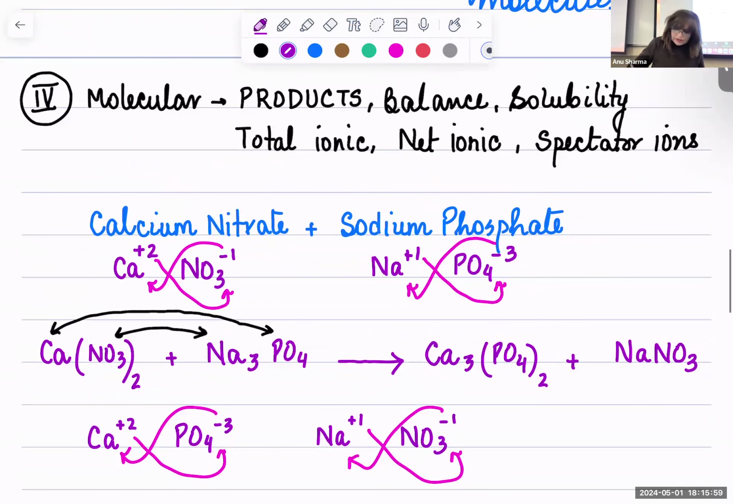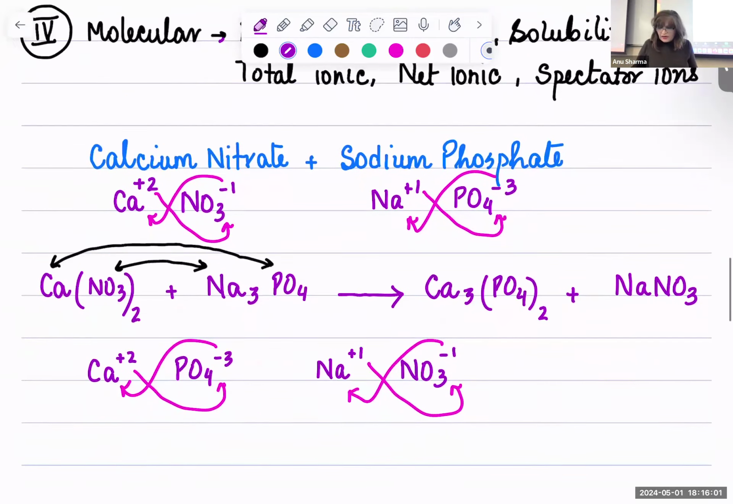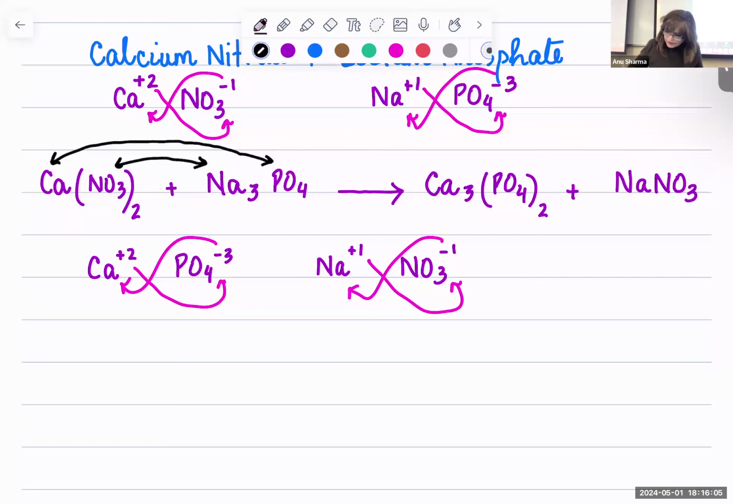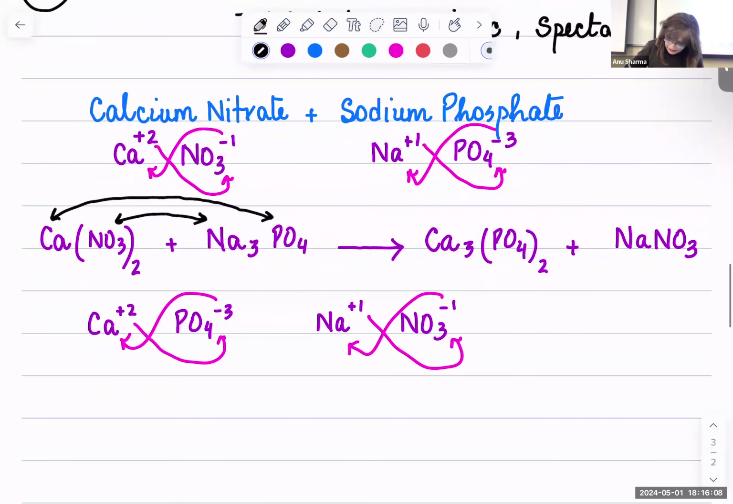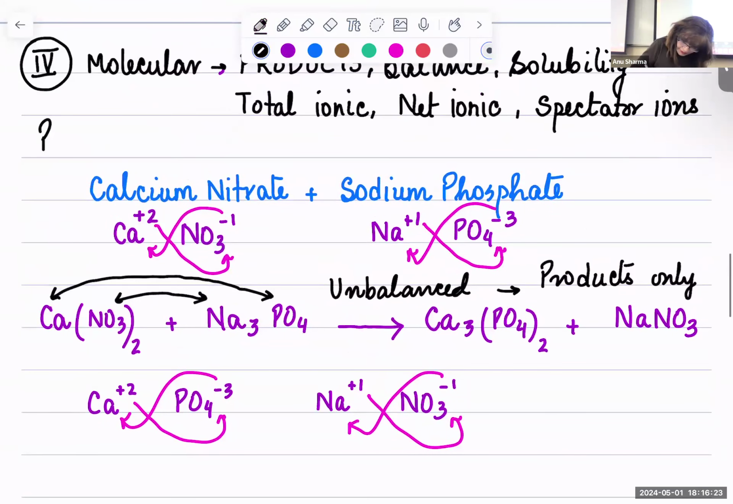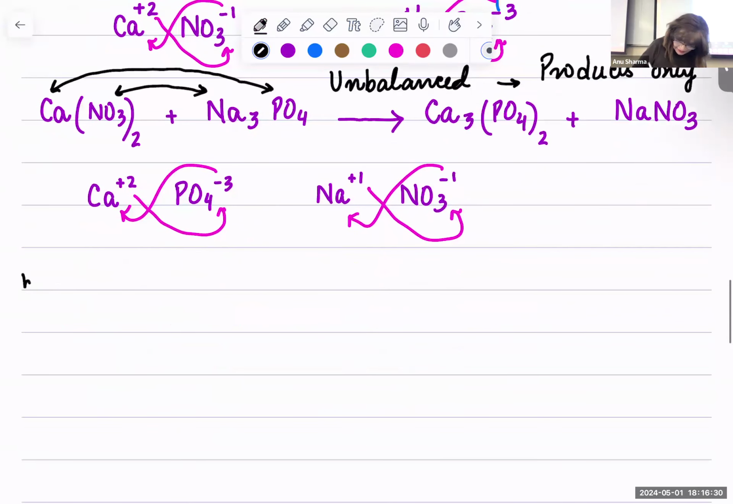In a molecular equation, you identify the products and then you balance it. So this was unbalanced at this point. We identified the products only, unbalanced. So this is how you will do this. Okay, so that's one part. We are looking at the products like this. Okay, part A. Next, let's do the balancing, part B.